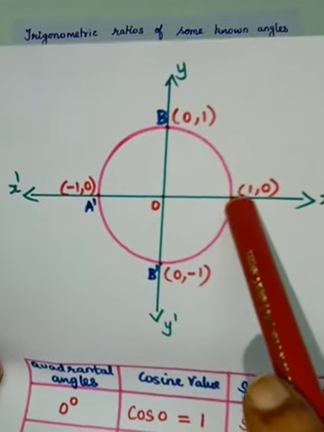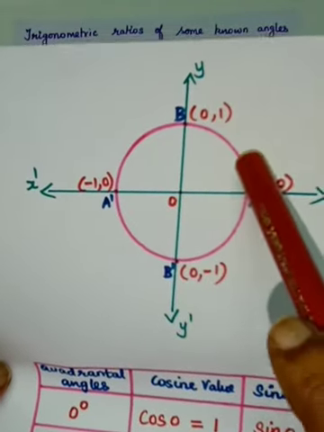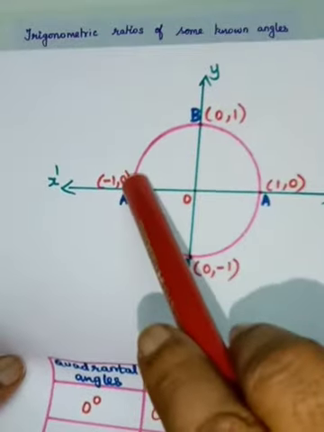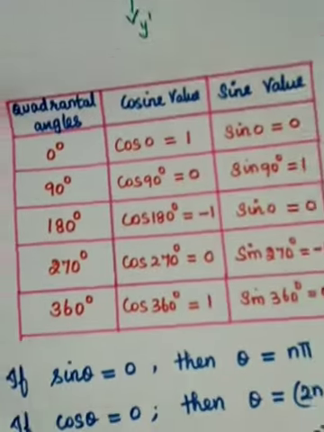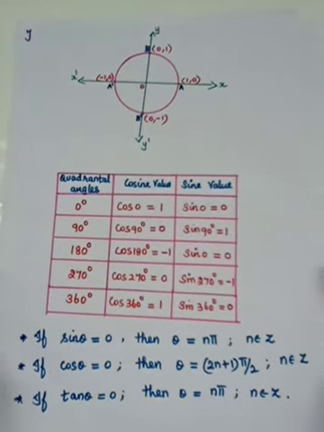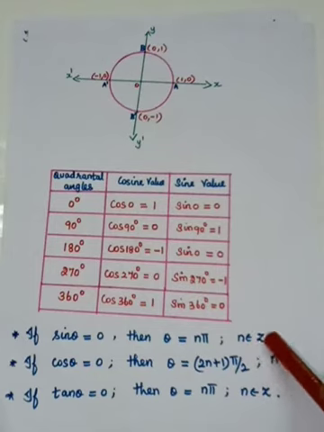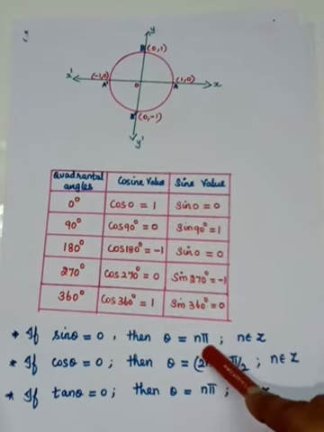Okay, next you see that 0, pi, 2 pi and 3 pi, then 4 pi, 5 pi, 6 pi, 7 pi, 8 pi, like that it goes on. So we are getting the result. You see now, if sin theta is equal to 0, then theta is equal to n pi, where n belongs to Z. So if you substitute n as 0, theta is equal to 0. N is equal to 1 means pi. N is equal to 2 means 2 pi.